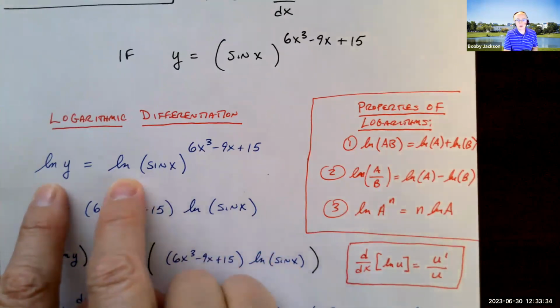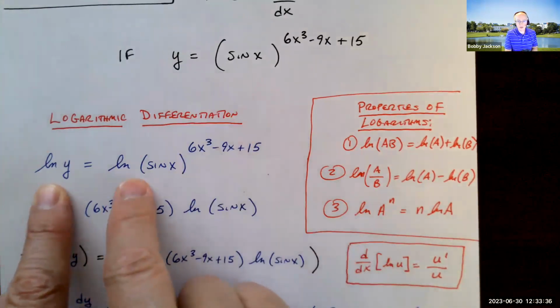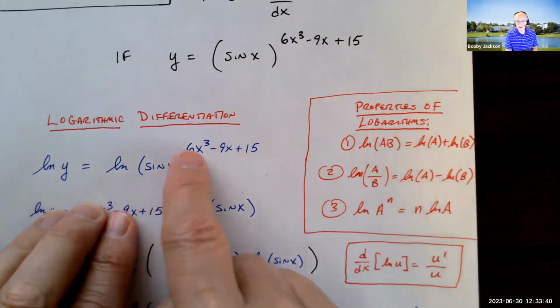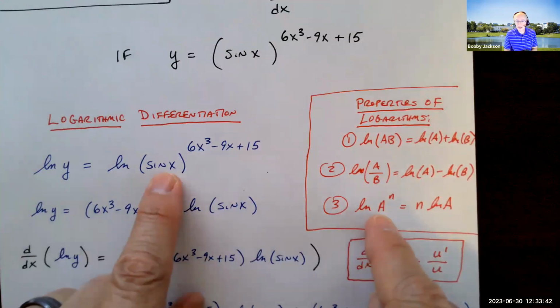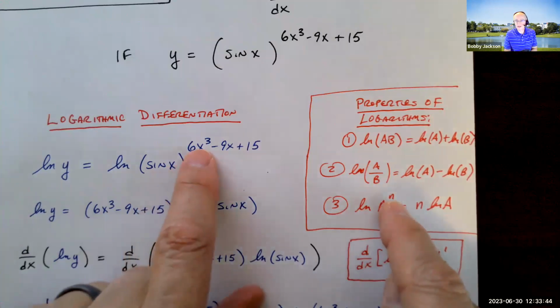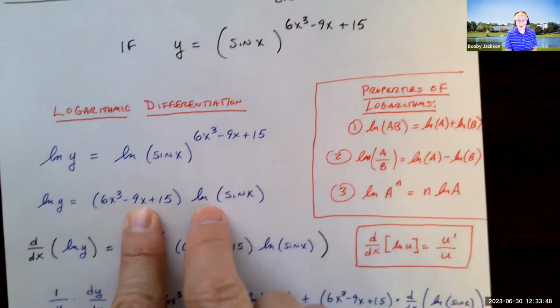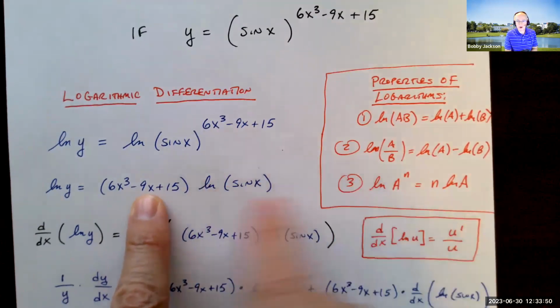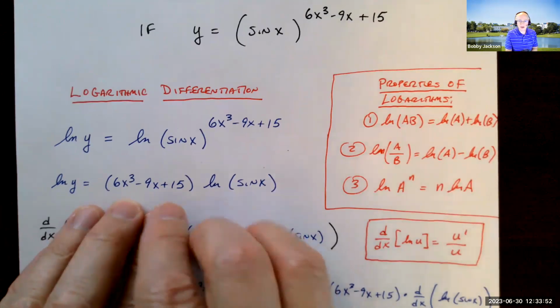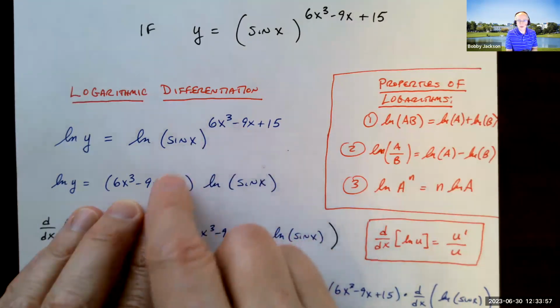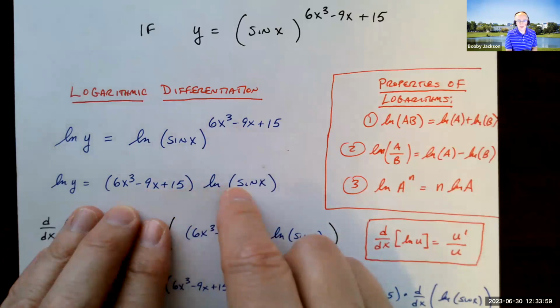I take the natural log of both sides of this equation. And then by property 3, I have the natural log of sine of x to this power. So this is like a is the sine of x and n is this power. I'm going to bring this power down in front, right? So I can do that by this third property. And now this is helpful because now I've turned this problem where I had some function raised to another function into some function times another function.